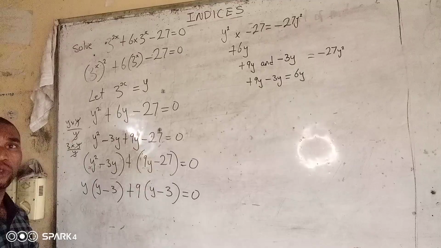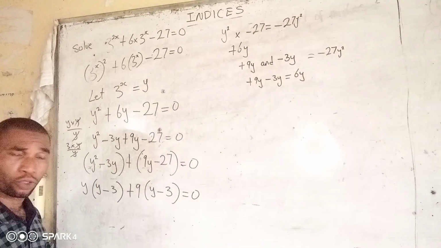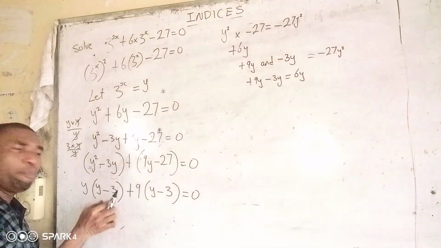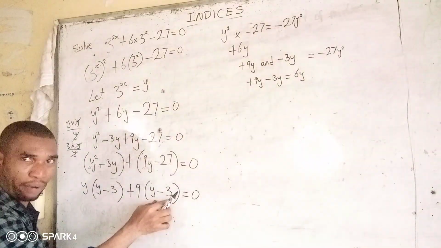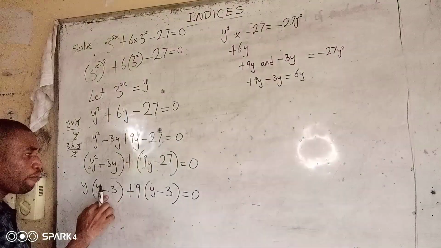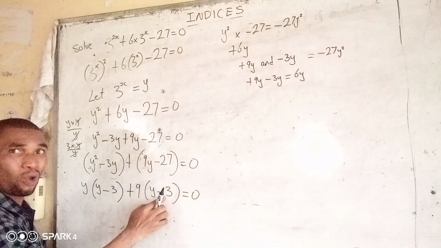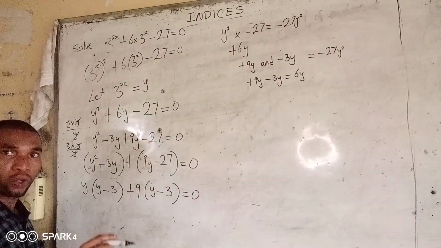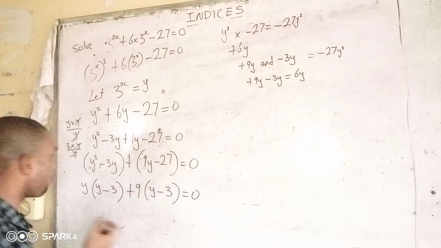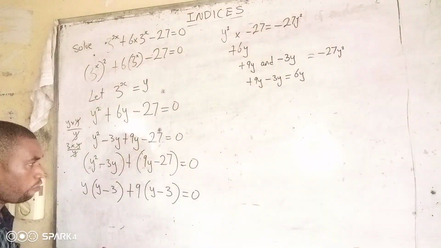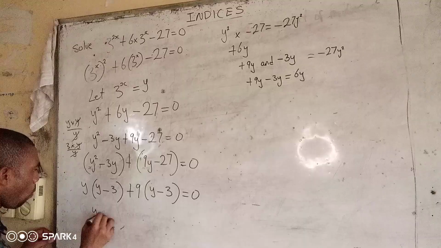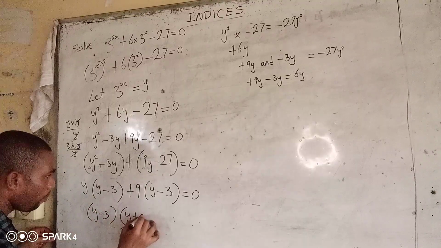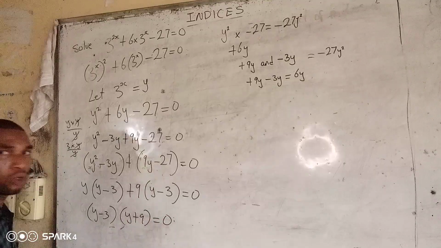Now remember, whenever you are solving a quadratic equation by factorization, whatever term you have in this bracket should be the same term you have in this other bracket. Whatever sign you have here must be the same sign you have in this bracket. Whenever your sign changes, it means that either you are wrong or the question itself is wrong. Now from here, let's factor out. So I'm going to have y minus 3 into y plus 9 is equal to 0.